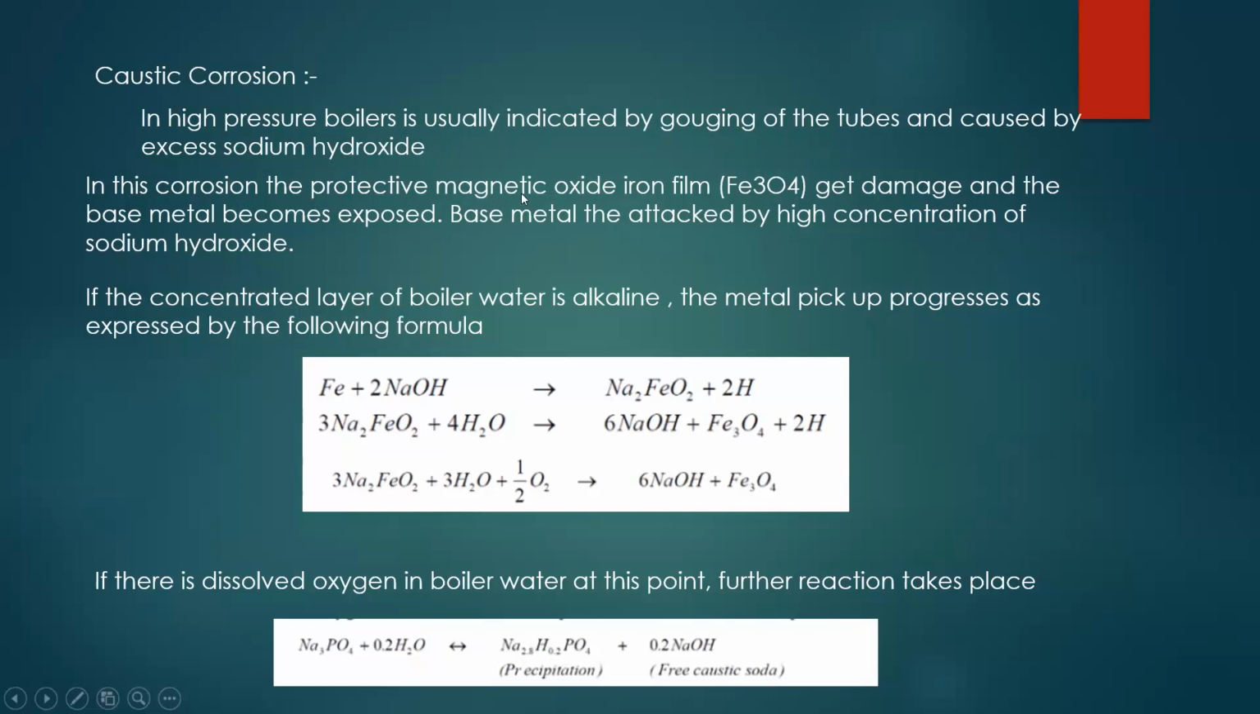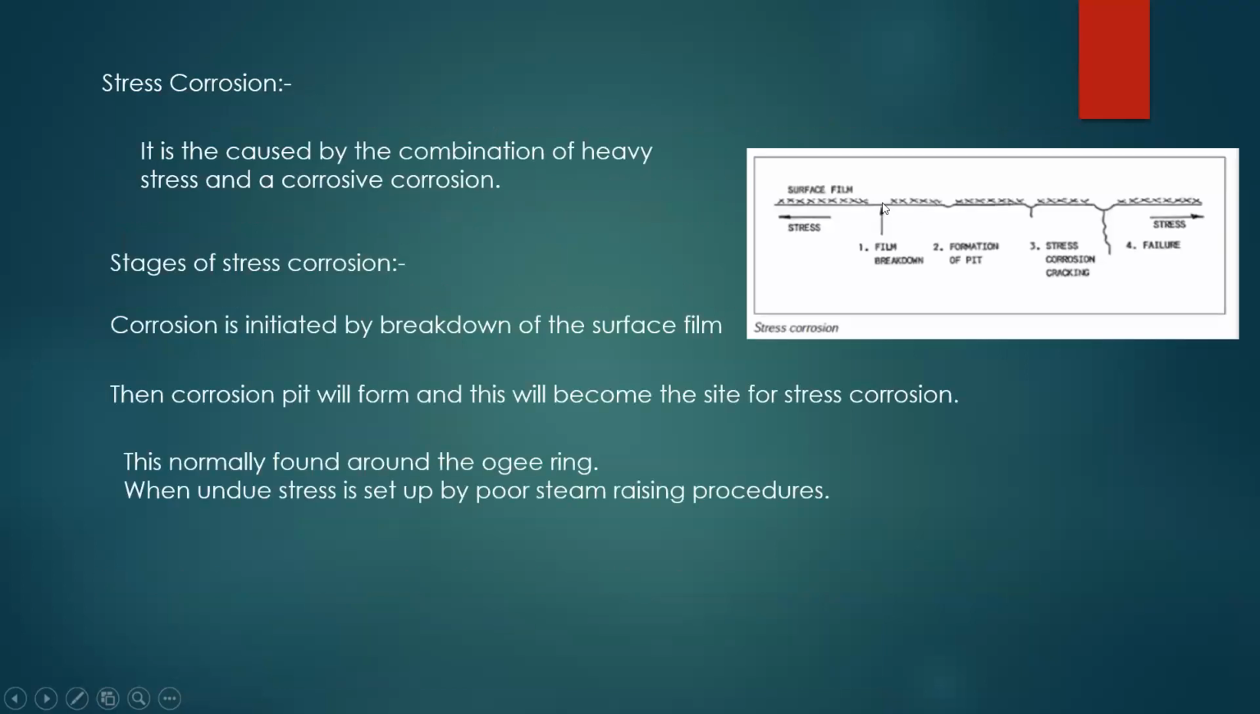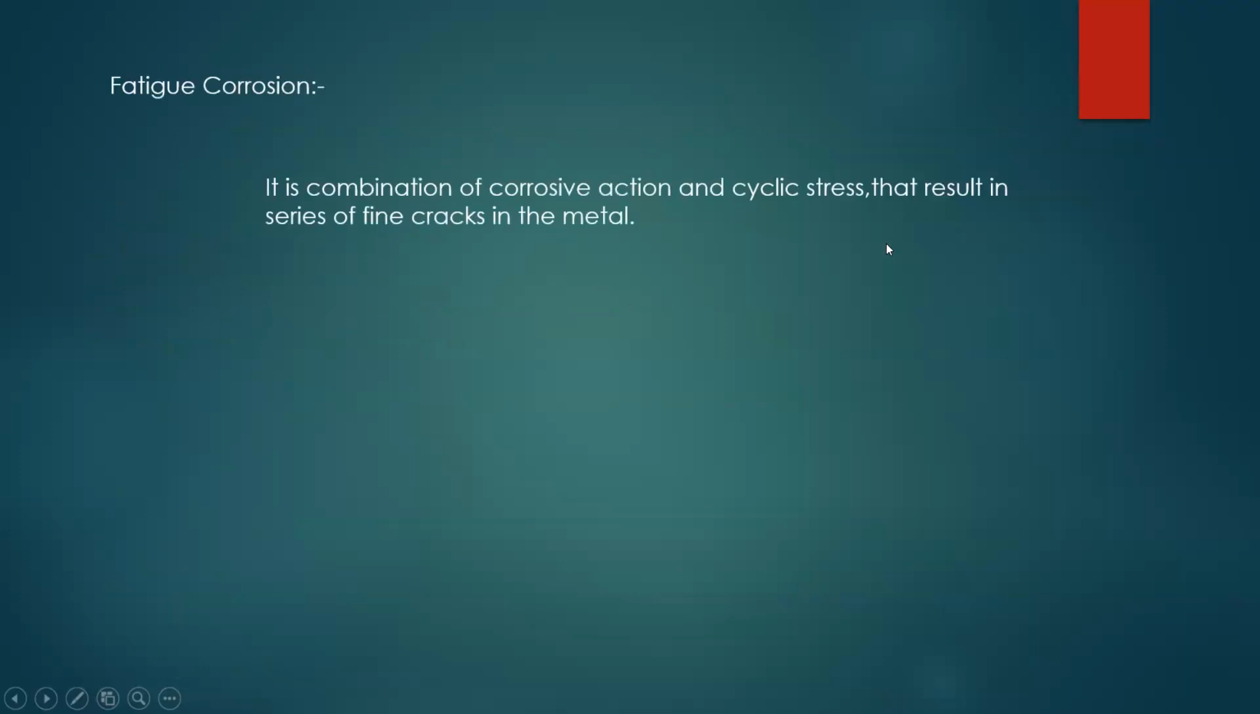In this corrosion, the protective magnetite iron oxide film, that is Fe3O4, gets damaged and the base metal becomes exposed. (I wrote magnesium by mistake; it is magnetite.) So first your film gets damaged and then your base metal gets exposed. Same here: first this film got damaged, then the base metal got exposed, then pitting took place, then stress corrosion took place.